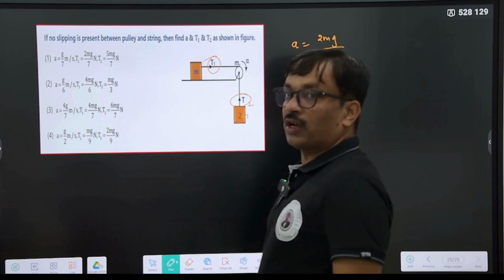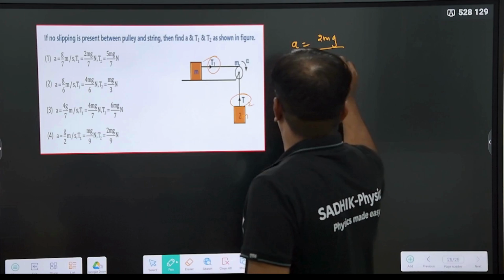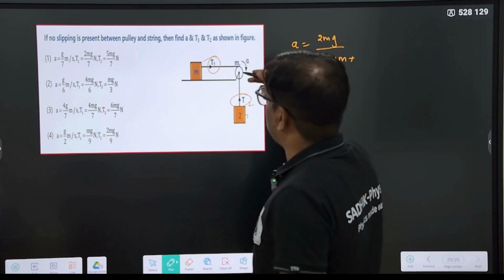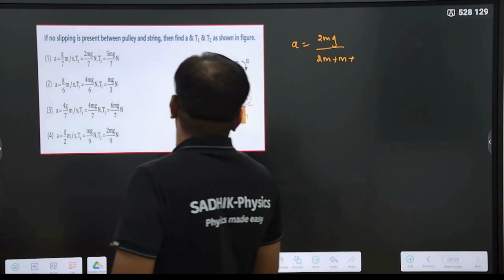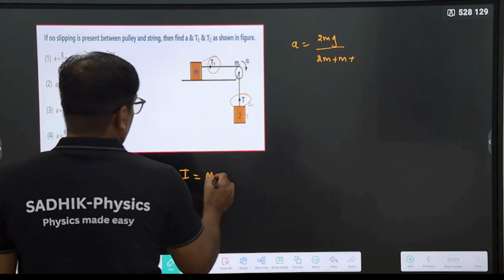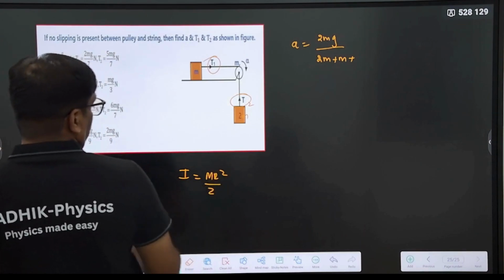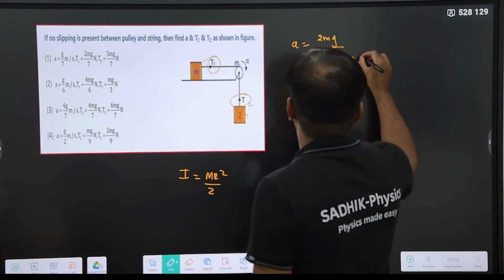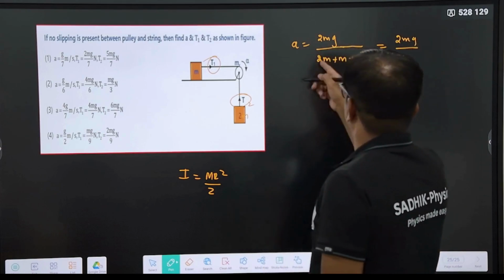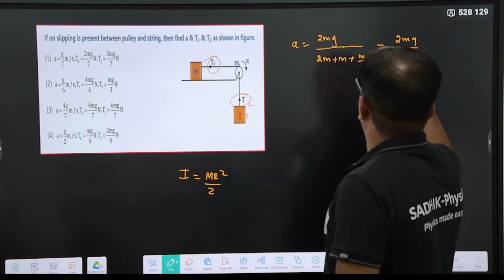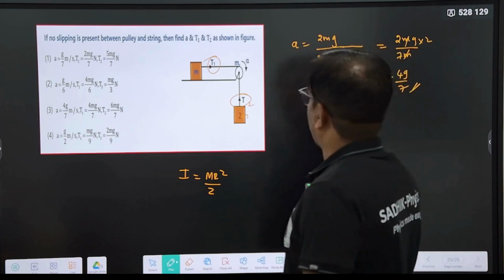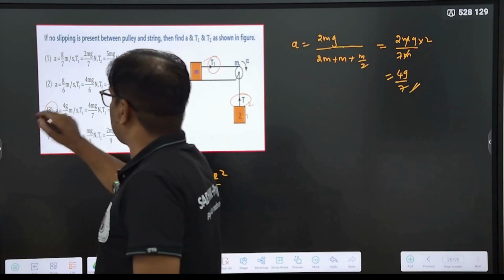Clear? Divided by the total mass. Total mass is how much now? 2m plus m plus the moment of inertia of the disc. I is equal to mr square by 2, so here it will be m by 2. This is m by 2. Clear? So how much now? It will be 2mg divided by 3m... so 6 plus 1, 7m, the 2 cancels out. Therefore 4g by 7. So acceleration is nothing but 4g by 7. Therefore this is your answer.